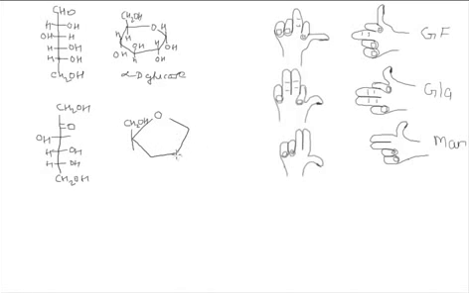Now let's start with carbon 2, which is this carbon right here, and we're going to have a CH2OH and another OH come out, and the direction of the OH again depends on whether this is an alpha or beta fructose.